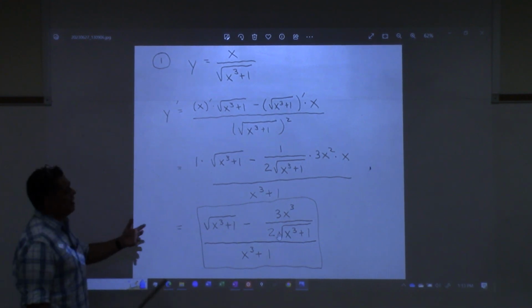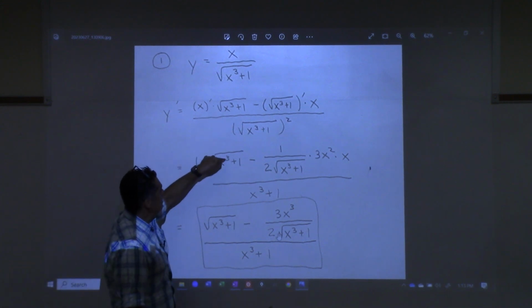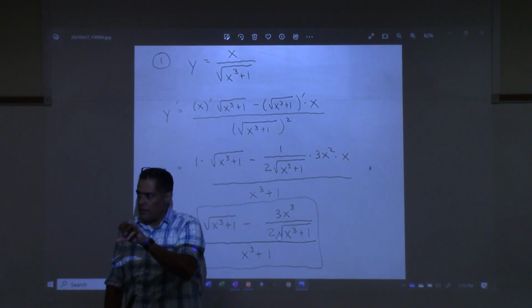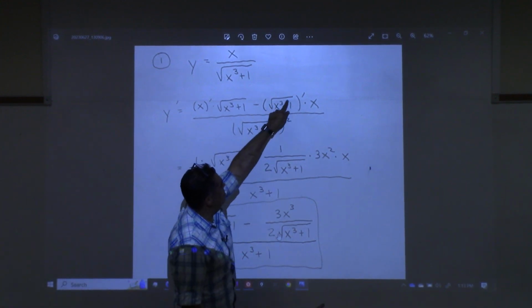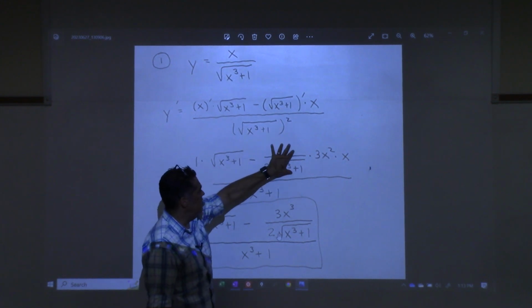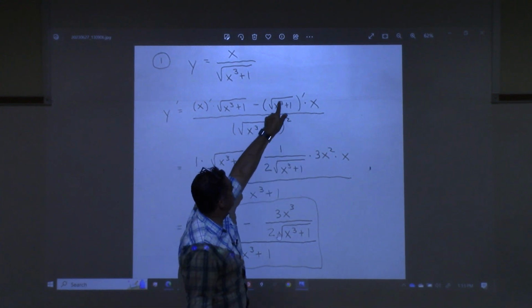And now I just start taking derivatives. So derivative of x is 1. Leave this one alone. Minus. Now this is the one that requires the chain rule because you've got a function inside of another function. So the derivative of the square root of something is 1 over 2 times the square root of that something. That's this. Chain rule says now multiply times the derivative of what's inside.